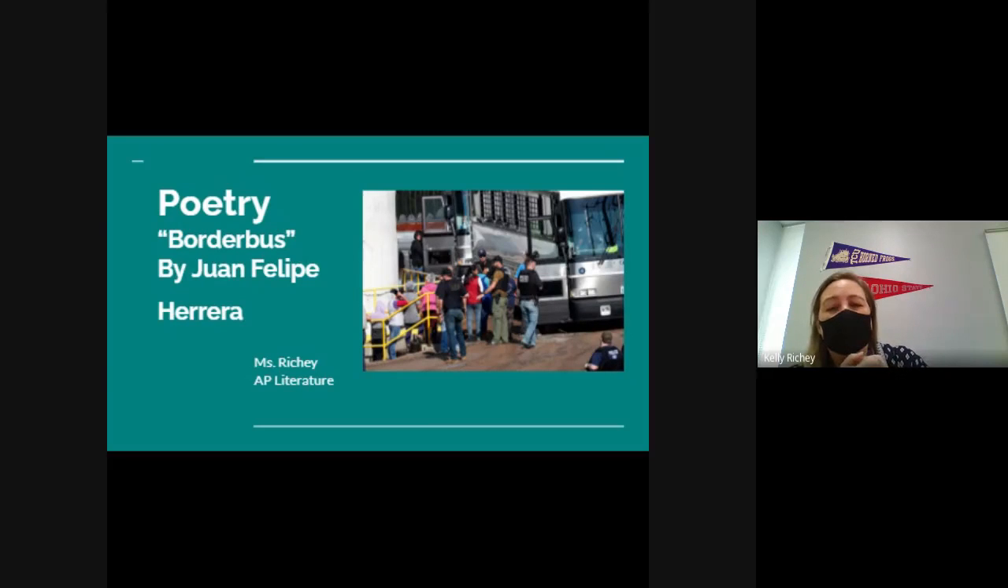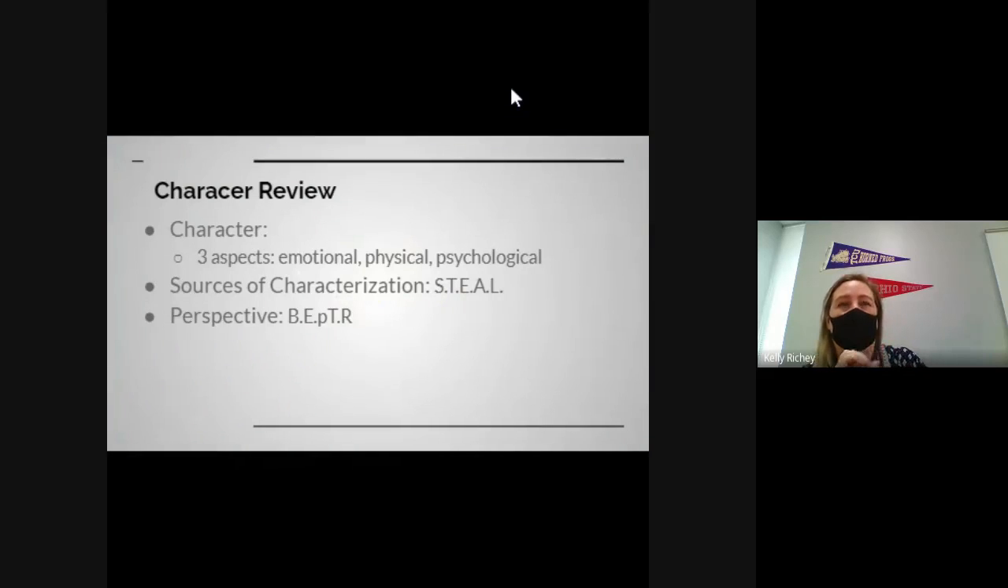And that skill is just the same as it was when we were looking at the short story. So we're still going to look at the three aspects of character, which are emotional, physical, and psychological. And we're going to look at the sources of characterization from STEEL. That's what the character says, thinks, their effect on others, their actions, and their looks. And you're going to think about that character's perspective, how that character sees the world. That's what you're going to try and look for, okay?